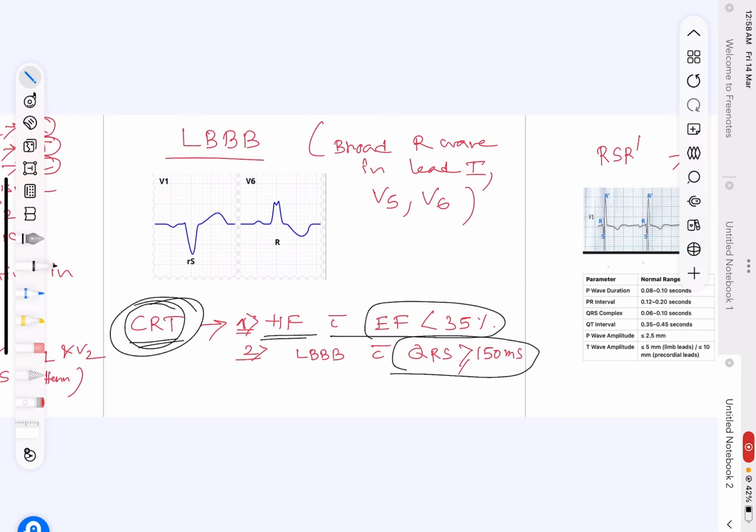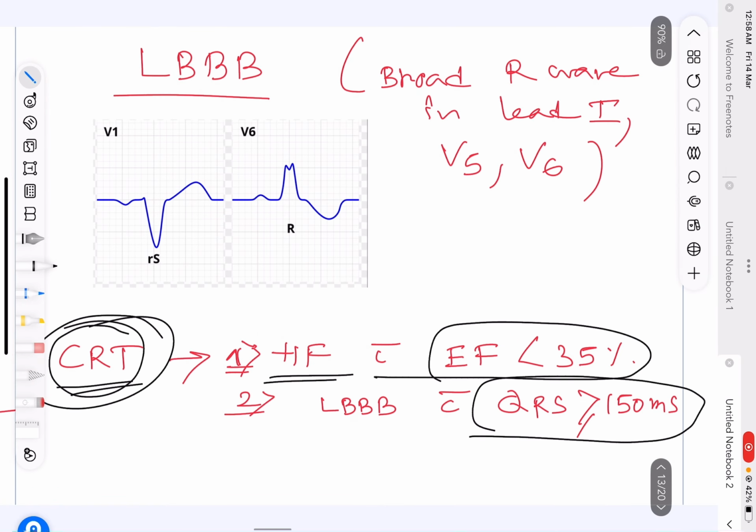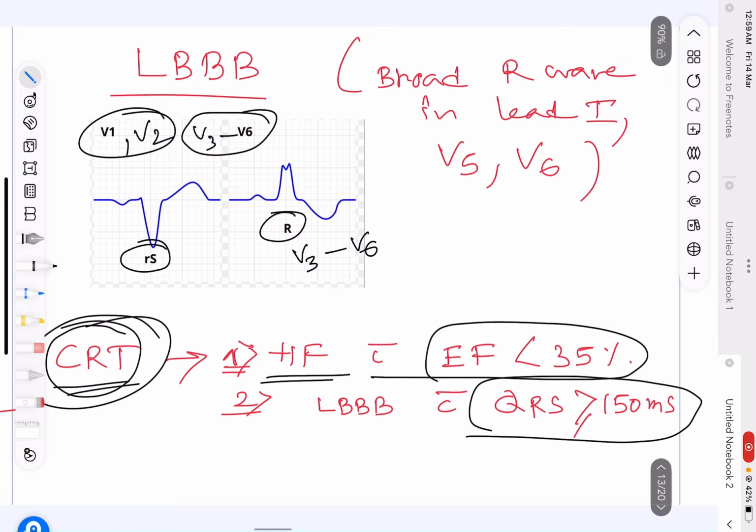Right bundle branch block doesn't require any treatment actually. Only left requires. In left, what do you see? Broad R wave. In lead V1, we see a broad RS pattern, and in leads V3, V4 to V6, we see a broad R pattern. Why? I am saying in V1 and V2 you will find broad RS, and from V3 to V6 you will find broad R wave.